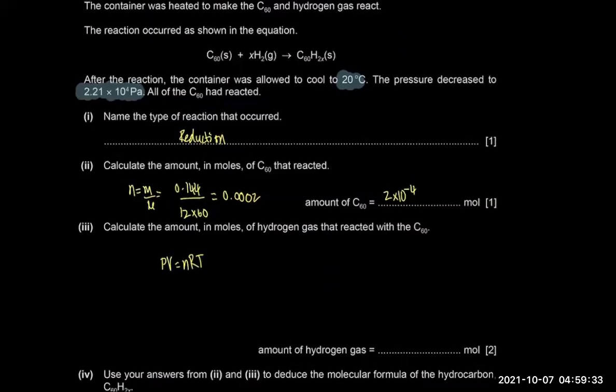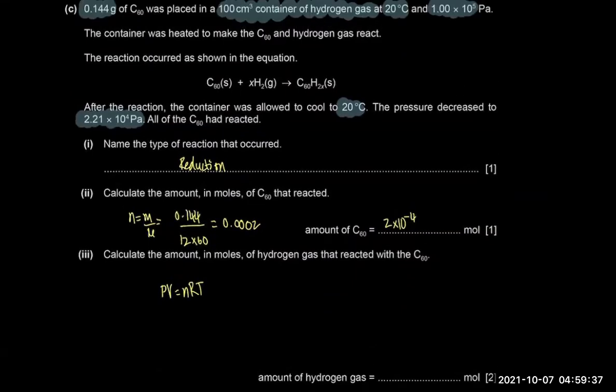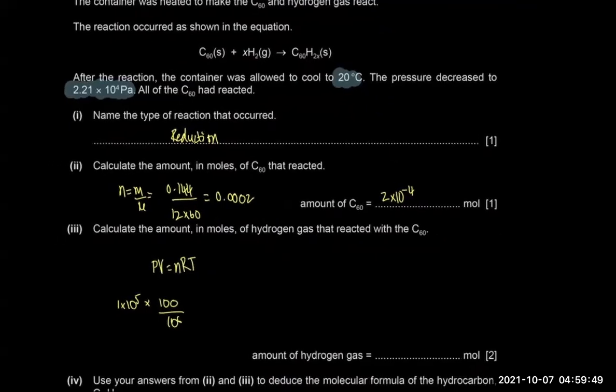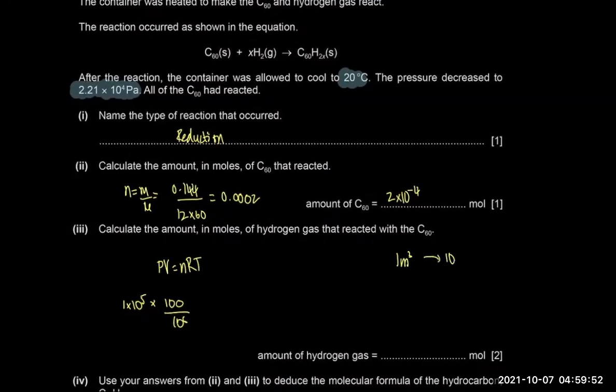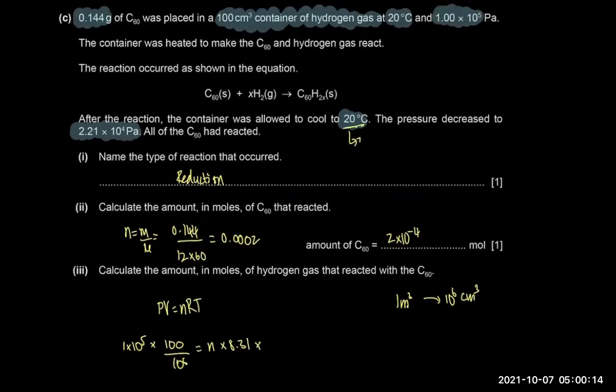And we know that the pressure is in pascals. Remember, we always take pressure in pascals in this equation. So we have 1 times 10 to the power of 5. The volume is 100 cm cube, which is 100 divided by 10 to the power of 6. Yes, 1 meter cube is 10 to the power of 6 cm cube, or a million cm cube. We have to convert it to meter cube. That's equal to the number of moles which we have to find, right? And the ideal gas constant is 8.31 joules per mole per Kelvin. And the temperature is 20 degrees Celsius, which is 273 plus 20, which is 293 Kelvin.